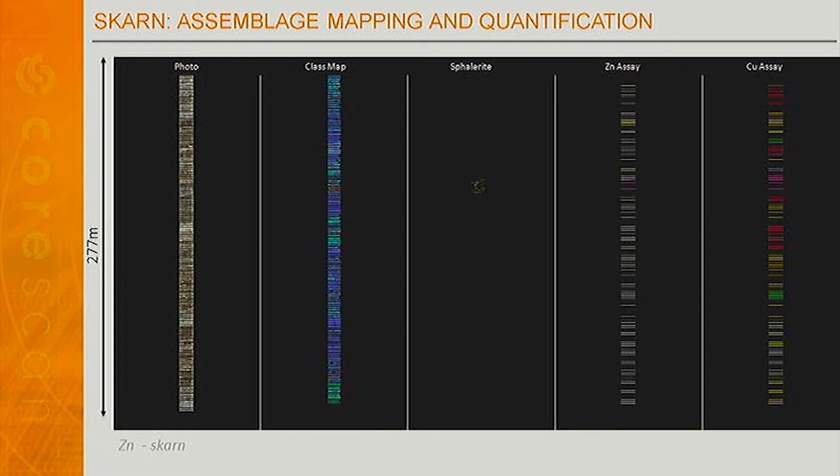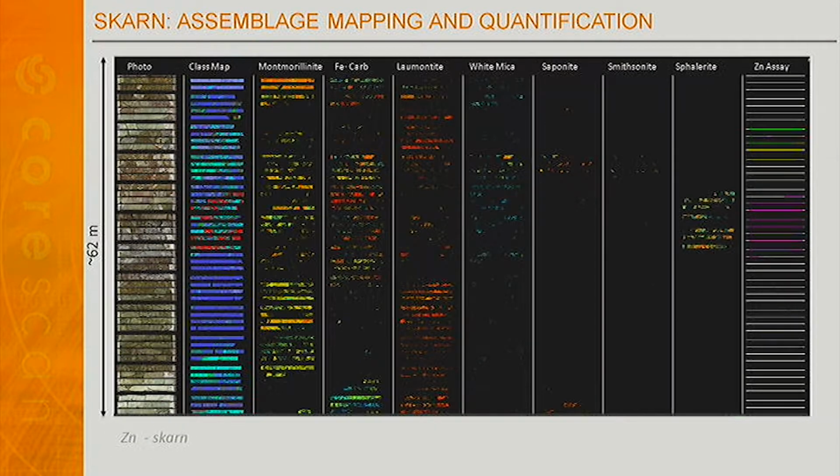So here's a different drill hole. This is 277 meters of core. Here's the classification image of all the minerals. And right here, you can just barely make out that sphalerite. Over here, I'm going to zoom in, don't worry, and we're going to look at the zinc assay. So now we're zoomed in. Here's the photography, the class map. We have montmorillonite here, iron carbonate, laumontite, so we have a different zeolite here, white mica, saponite, that's that magnesium clay. And now I want to focus your attention over here.